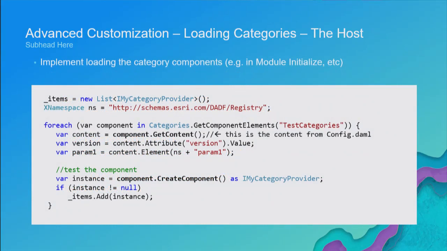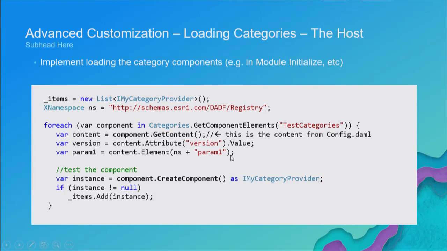Kind of looks like this. So I'm in the host. This is my module initialized. In my module, I'm keeping a list of all of my category providers, right? That's my components that are registered in my category. I'm getting all of the component elements. My category's test category. I get their XML content. So this is that XML link.xelement. I get the version attribute. I get that child param1 content element, totally custom.